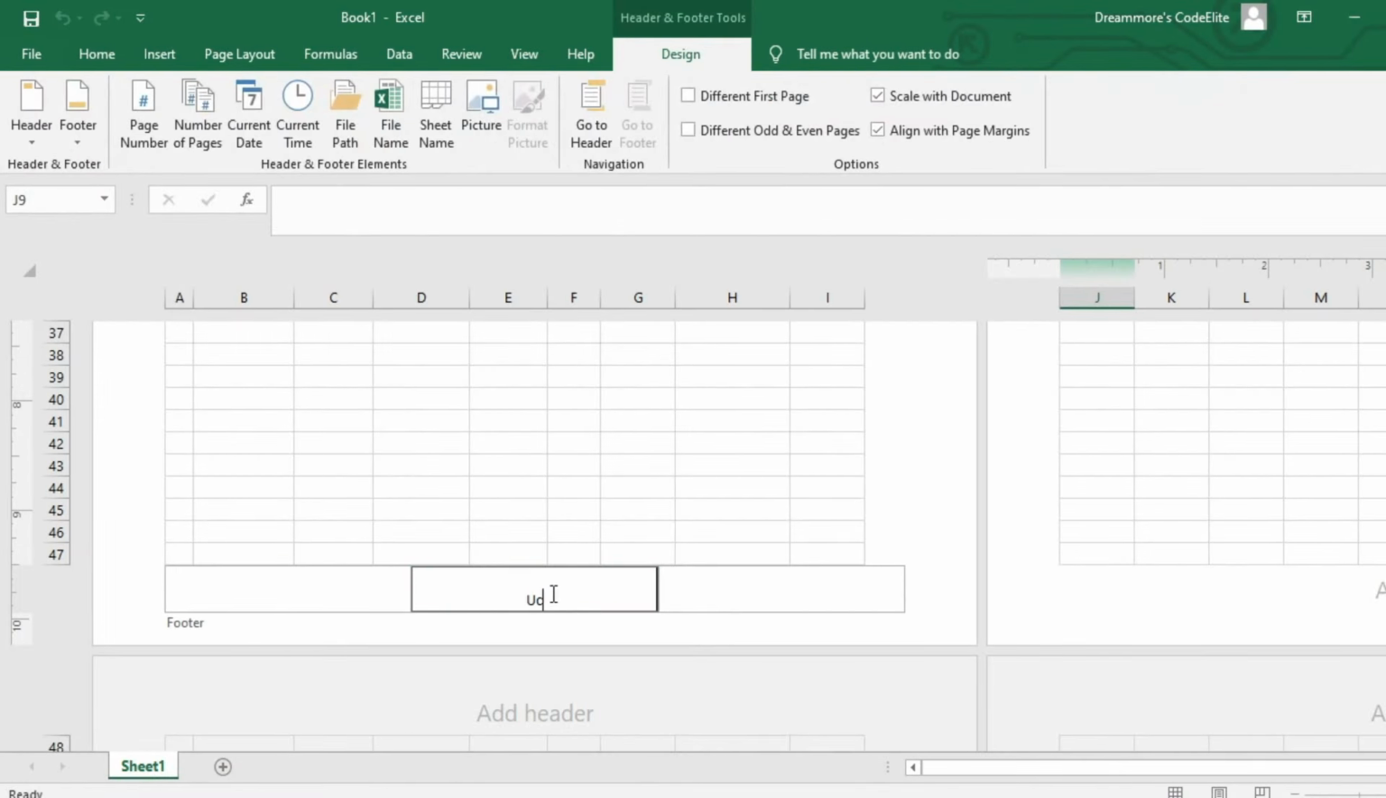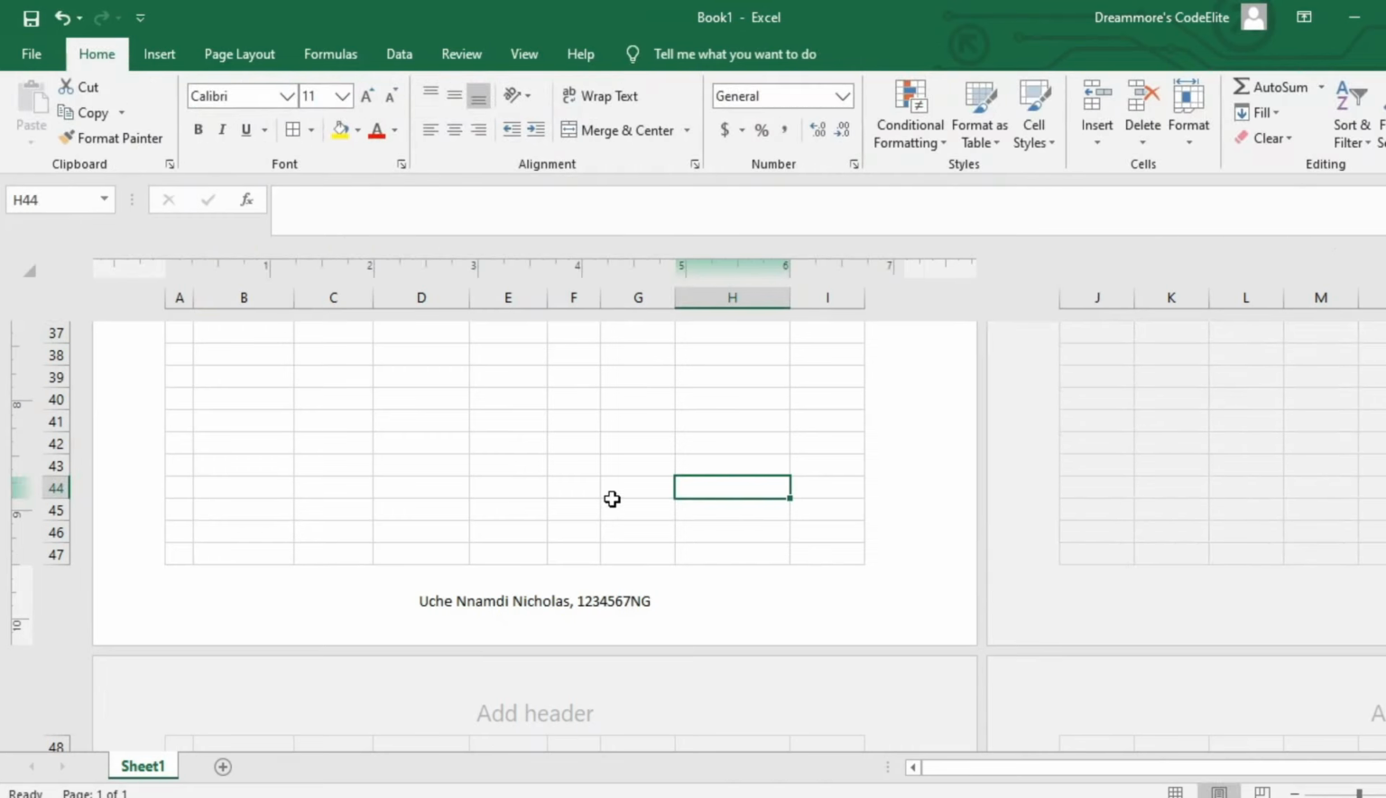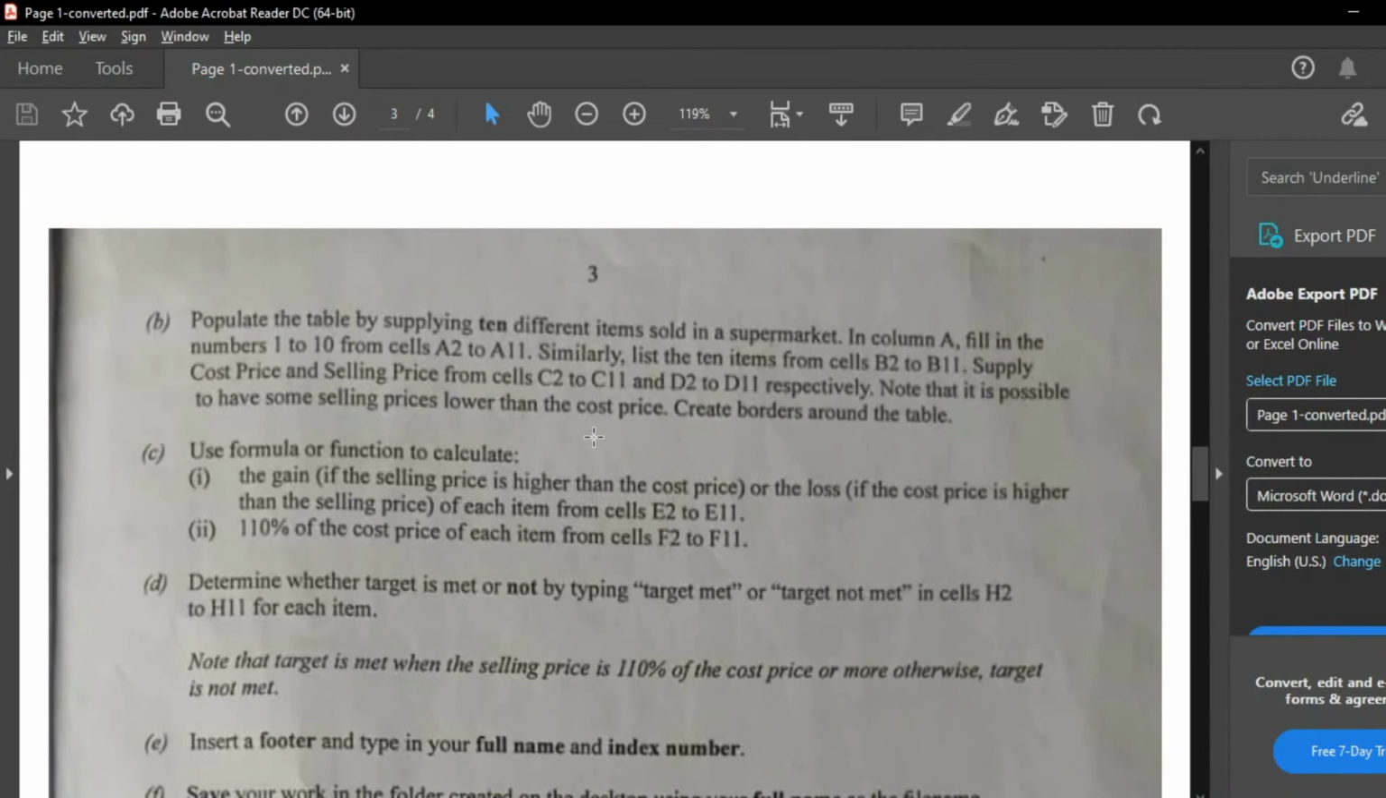So please remember, when you're doing work like this, remember to use your full name exactly the way it is spelled in your examination paper, the same way you were registered. Please, it's very important. What's my reg number? I don't have a reg number, so I'll use that NG. That becomes my reg number. All right, that's that.